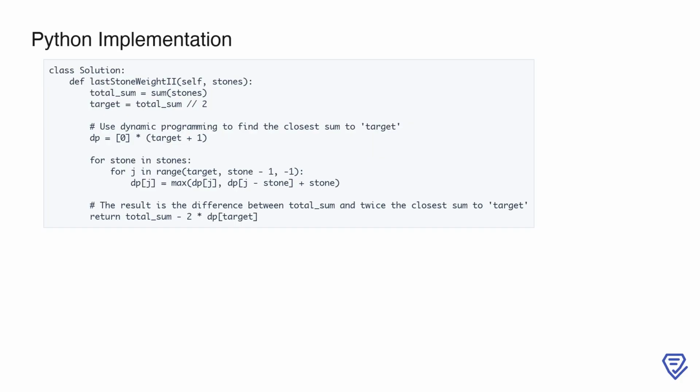This difference represents the minimal possible weight difference between the two subsets. This approach is efficient, with a time complexity of O(n * target), where n is the number of stones and target is half the total weight, and a space complexity of O(target). It effectively handles the constraints and edge cases of the problem.